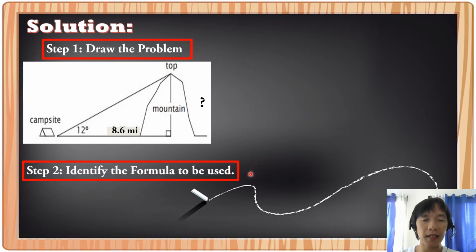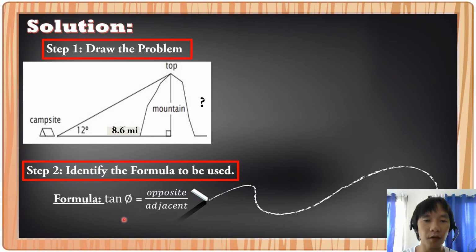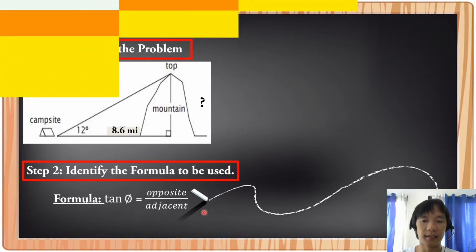The second step is to identify the formula being used. Take note, this is a right triangle. So from the right triangle, we can use our trigonometric ratio. So if this is our reference angle, this is what we call our opposite, and the 8.6 miles will be our adjacent. So our formula that we are going to use is tangent. So that is tangent of your angle will be equal to your opposite over adjacent.